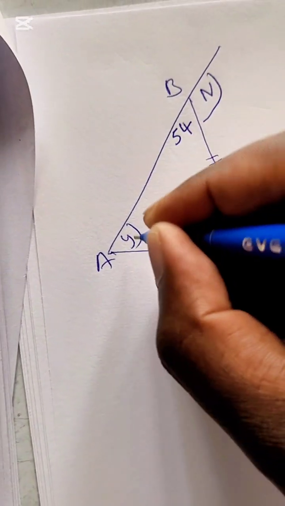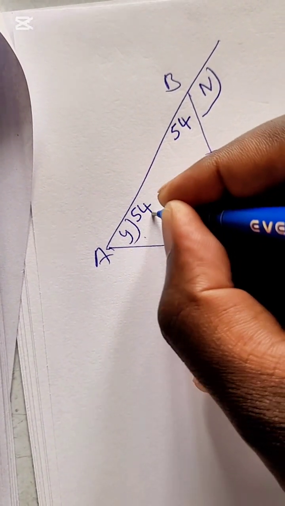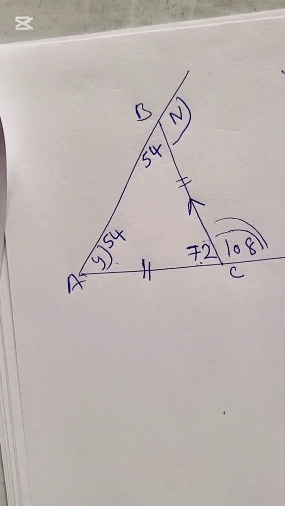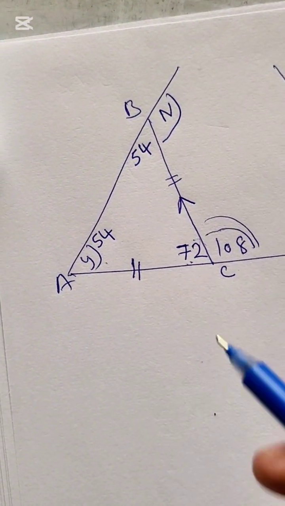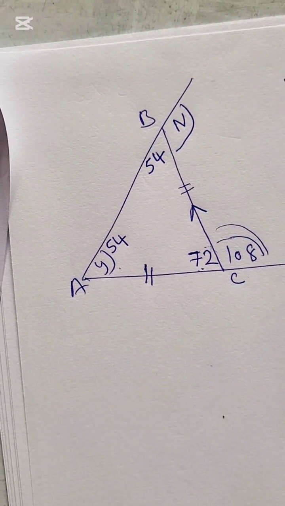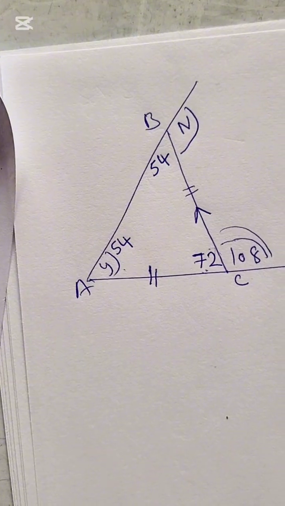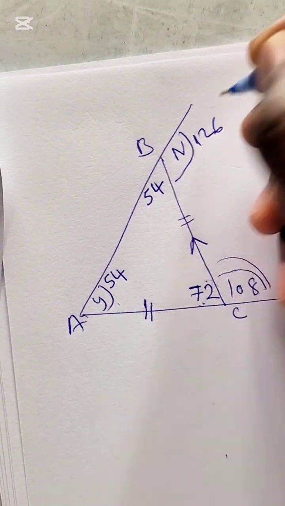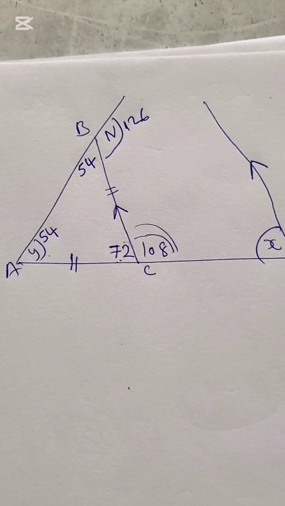And this angle right here is 54. Okay. What about angle N? So we're going to say 54. These are angles in a straight line with angle N. So we subtract from 180. 180 minus 54 to get 126. So angle N is 126, right?